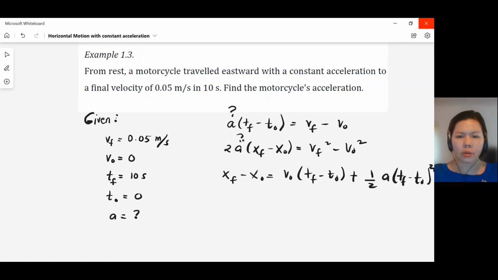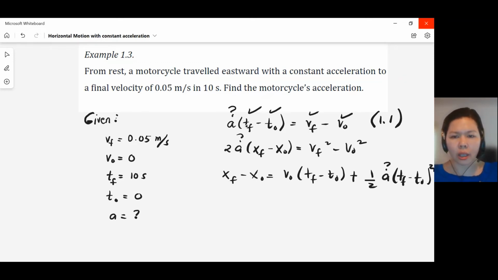Now checking the given and what we are looking for. We're looking for a, and we have t final, t initial, v final, and v initial. Obviously, we can use the first equation since we have the unknown a, which is what we are looking for, and all the other variables are given. So using 1.1 to solve this problem.